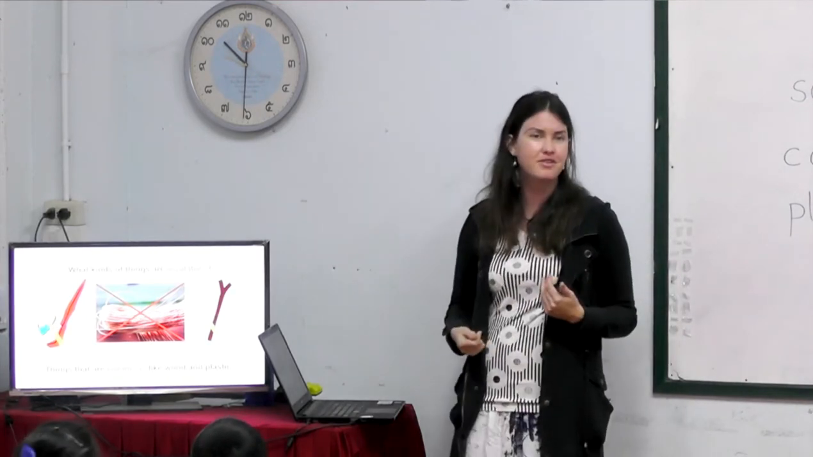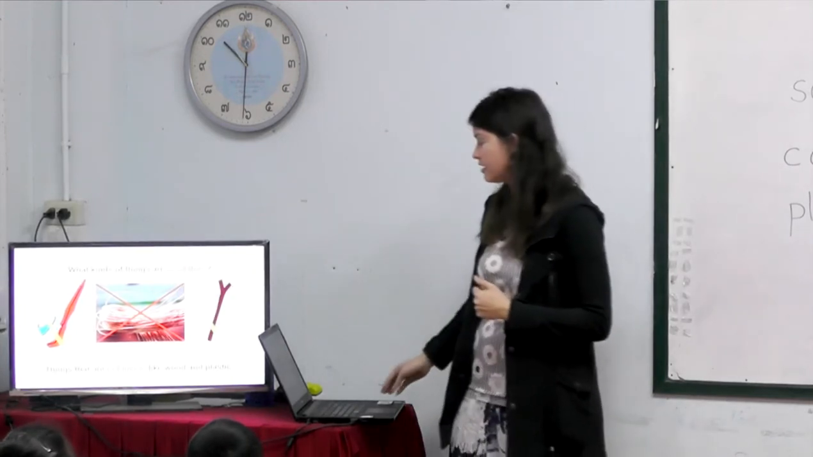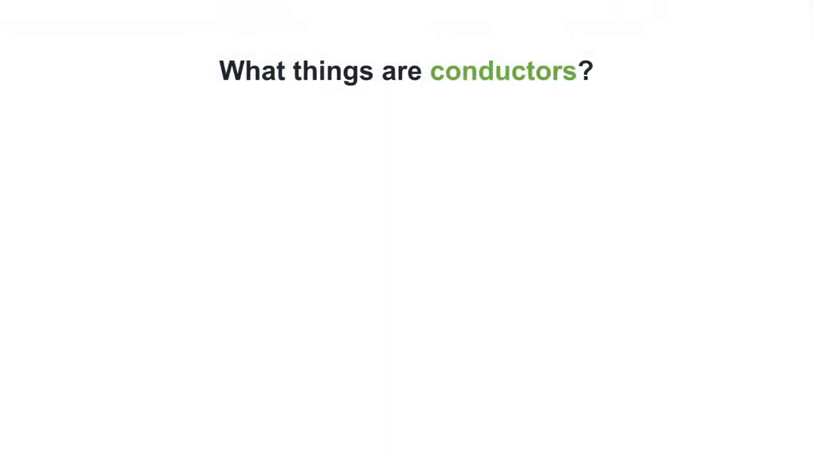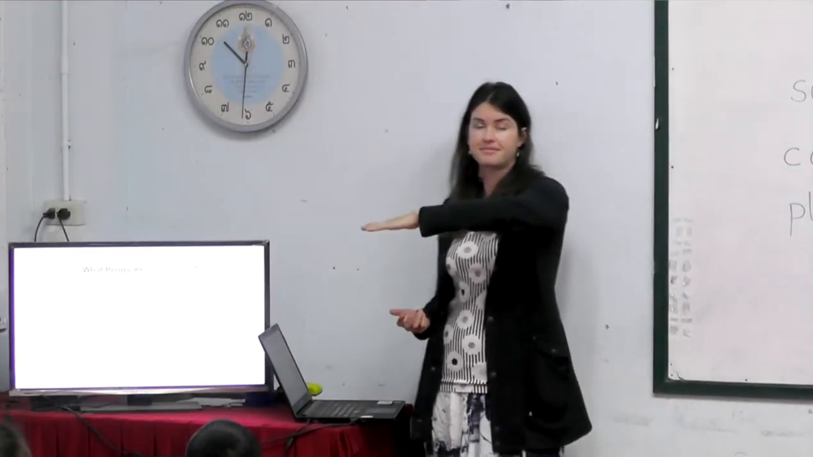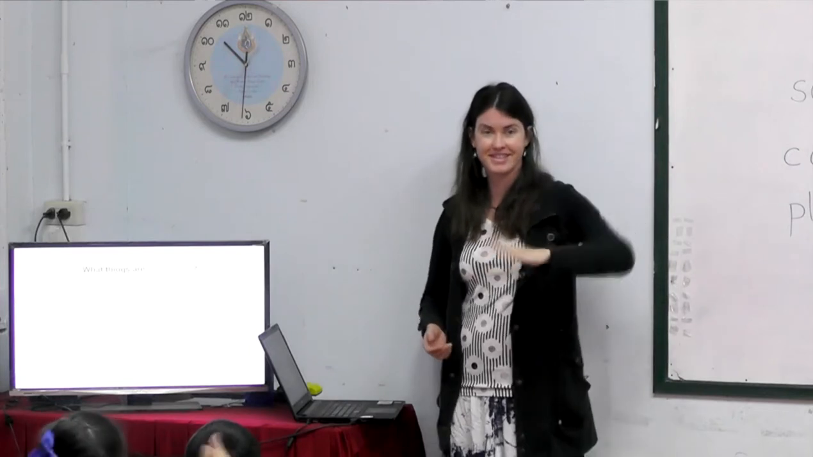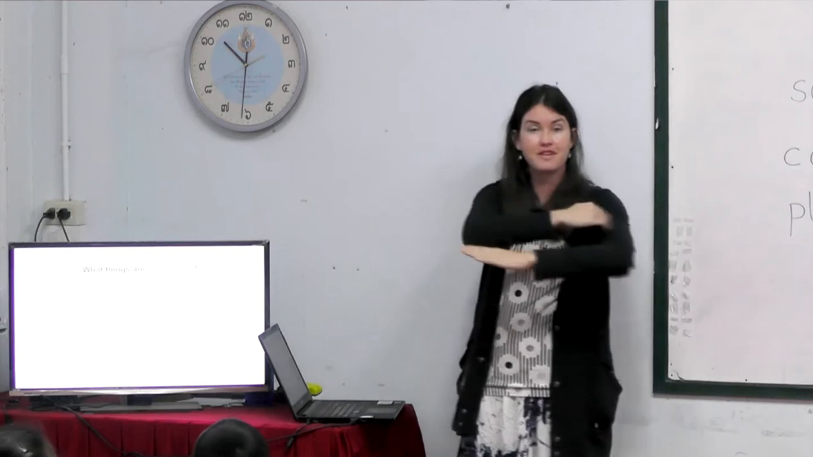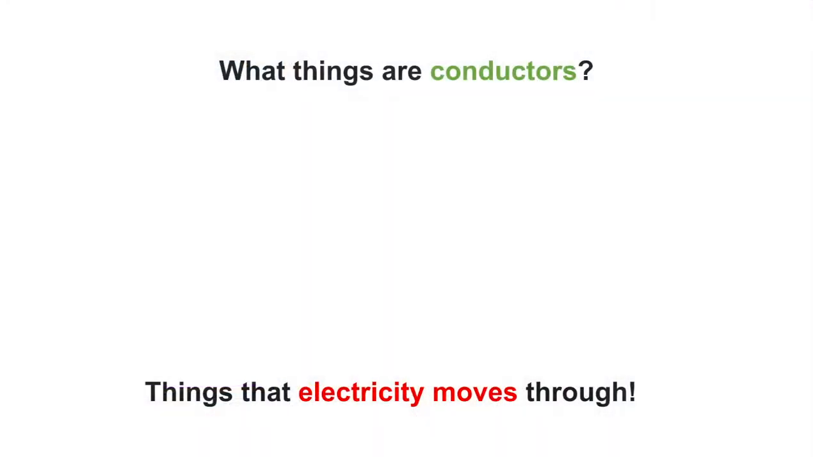So I know it's a lot of new words, but you are doing great, friends, and we're going to do some more practice with these words in our next lessons as well. So let's look at some of these pictures, and we're going to think about what kinds of things are conductors. Show me conductors. Yeah, that electricity is moving through those metal objects. They're conductors. They have electricity moving through them.